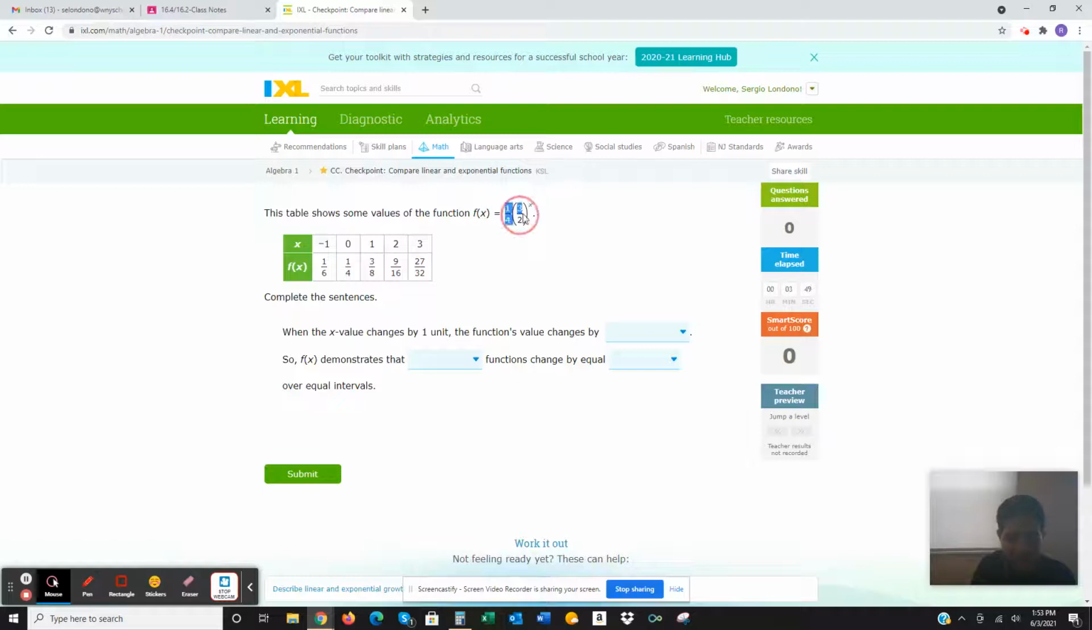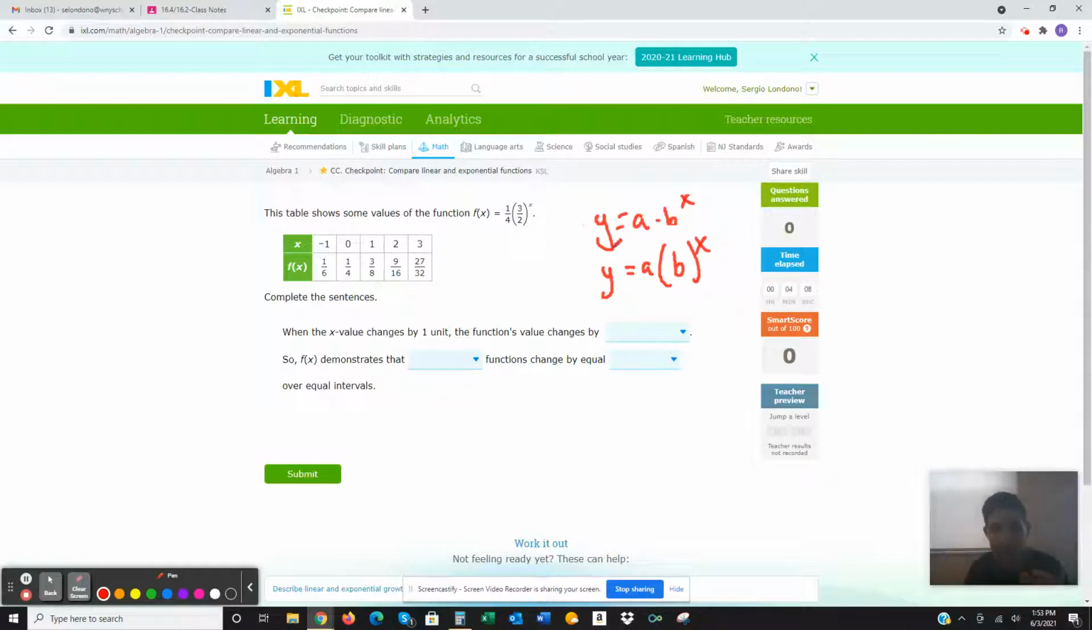I know because of this form here that this is exponential. Remember, usually the exponential form is y is equal to a times b to the x, or another way it can be written is y = ab^x. This is the same thing. So since I see it in this form, I know this is exponential. Right away I know this is exponential.